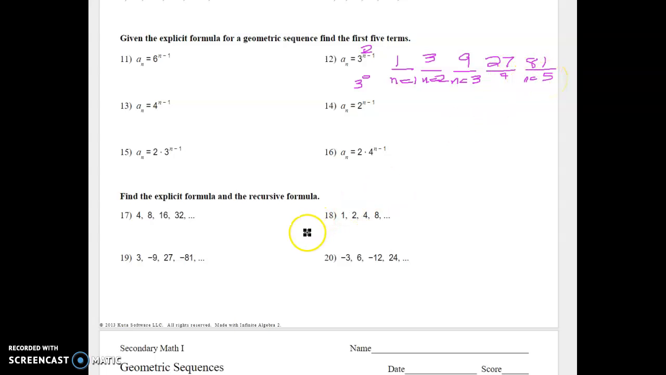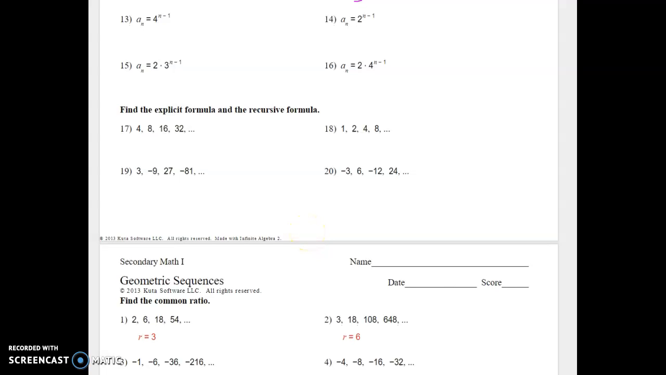All right, to find the formula for explicit, the general formula is a_n equals a_1 times r to the n minus 1. a_1 is your first term, and then r is your ratio, what you're multiplying by.